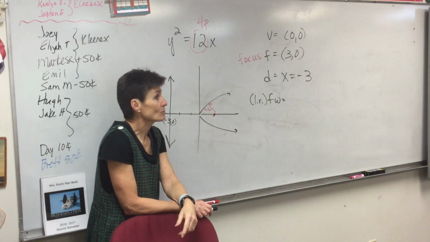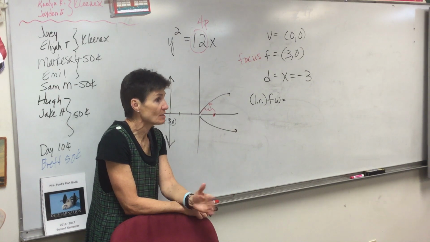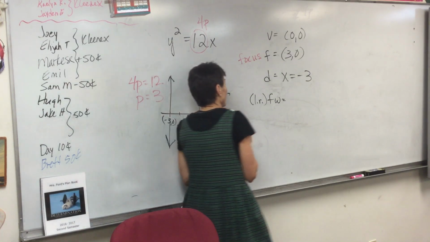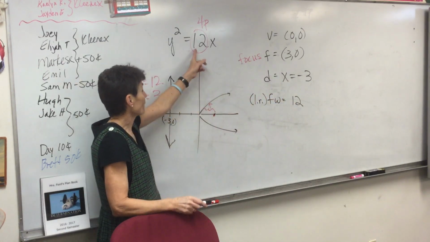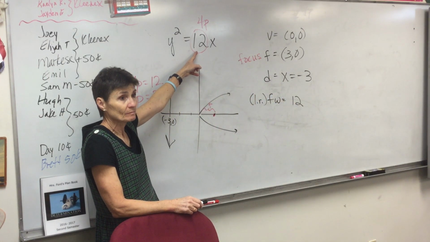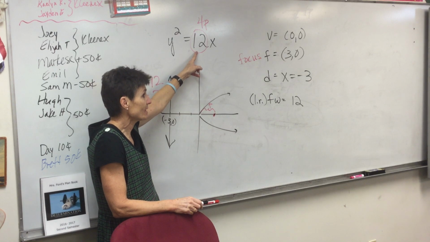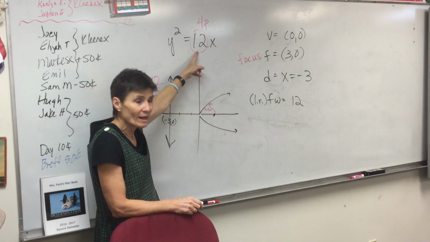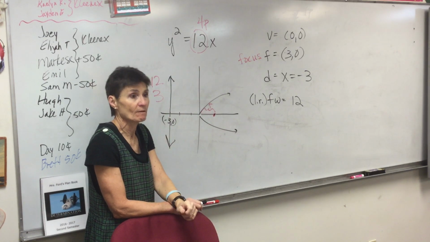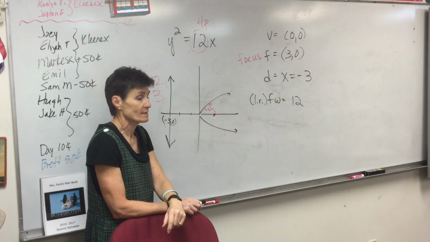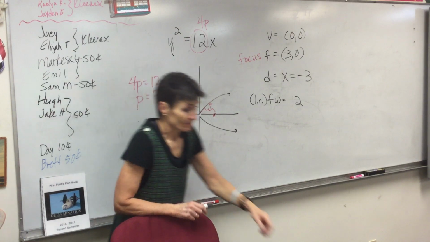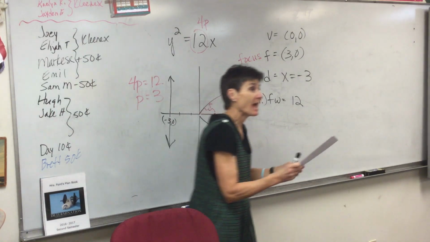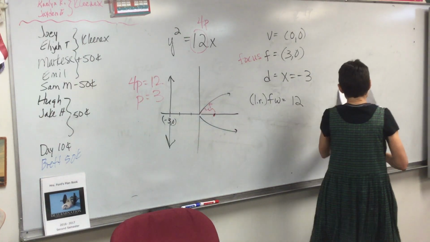Now, who remembers the focal width? This is the easy one. 12. Very good. In every parabola you ever look at, this number right here is so important. Not only is it the 4P thing, but it is also the width of the parabola through the focus, the focal width, always. And we're done. That's all there is to it. Let's try the next one because it has adds and subtracts.